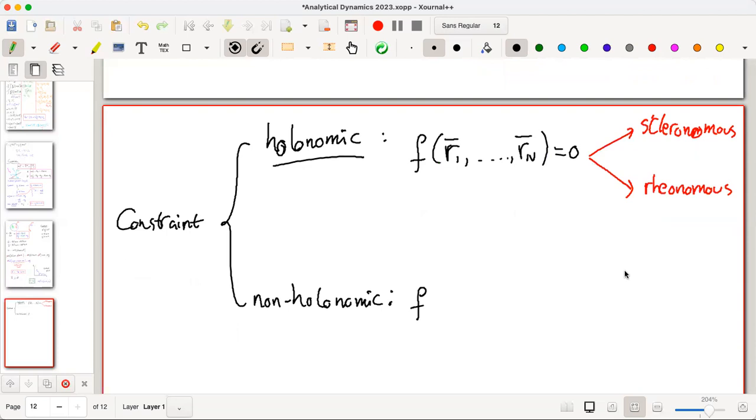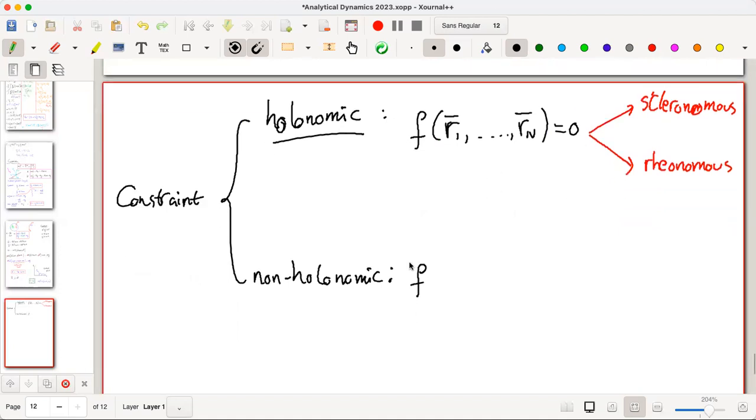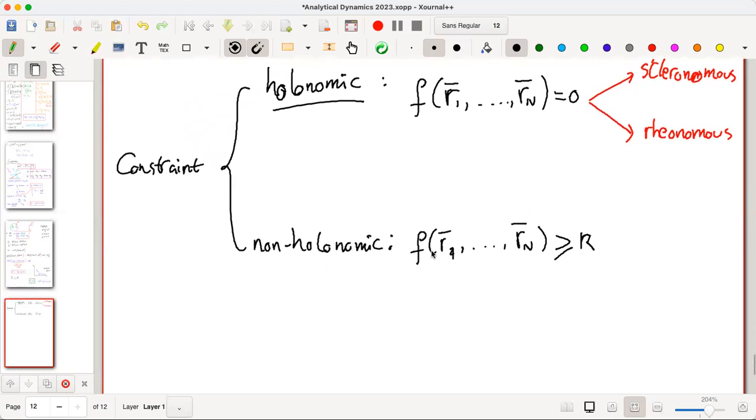But that's not all. Even if you have an equality constraint, but the equality constraint cannot be written like this, it's also non-holonomic. So non-holonomic is far more general than holonomic. For example, greater than something is a type of non-holonomic constraint. Or we can have an equation like this, but not algebraic.